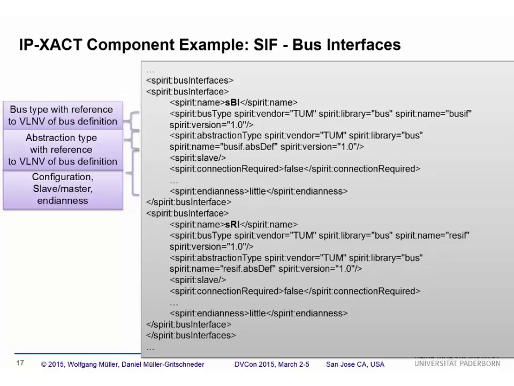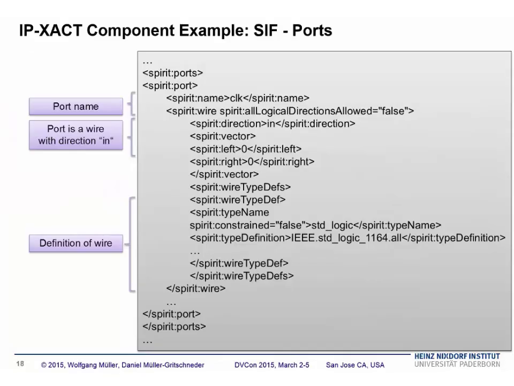If you take a deeper look into the bus interfaces, then we have the name here, SBI, and then we have a reference to the bus type, which is a VLNV identification, and we have a reference to the abstraction type, which is again a VLNV. And then we can have some additional configuration. So for example, this one is a slave interface.